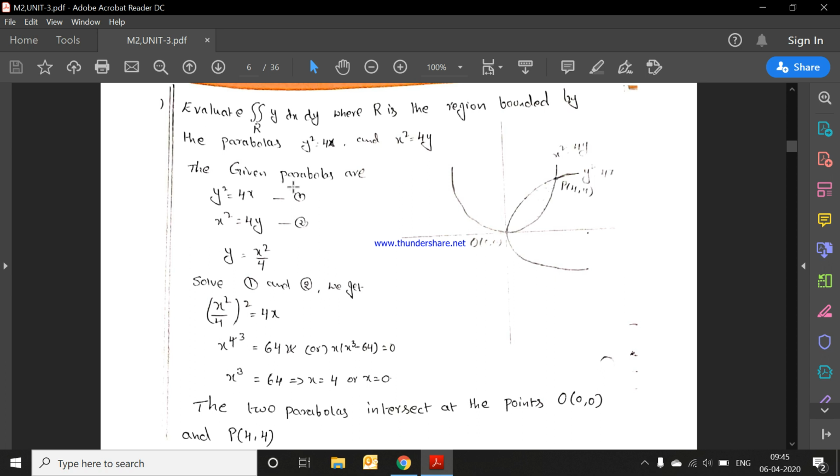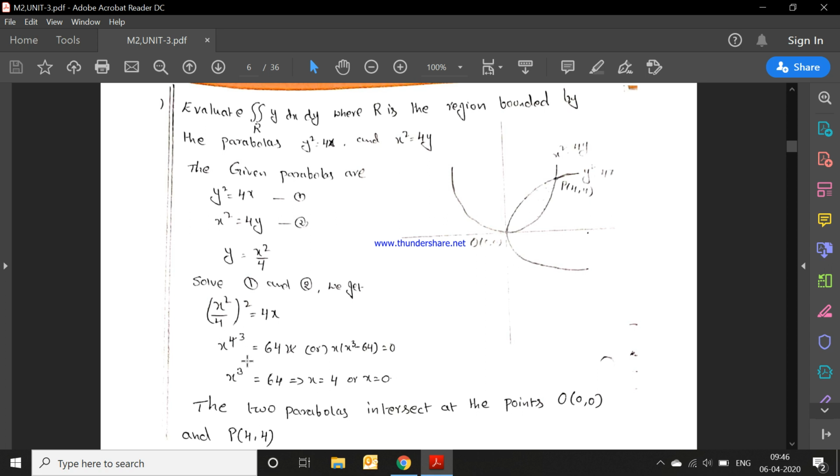Now going to the solution, the given parabolas are y square is equal to 4x and x square is equal to 4y. We have to solve these two equations to get the intersecting points of the two parabolas. How to solve it? You can substitute y is equal to x square by 4 in the equation y square is equal to 4x. We get x square by 4 whole square is equal to 4x, and that is x power 4 is equal to 64x. So one x is cancelled, and we get x cube equal to 64.